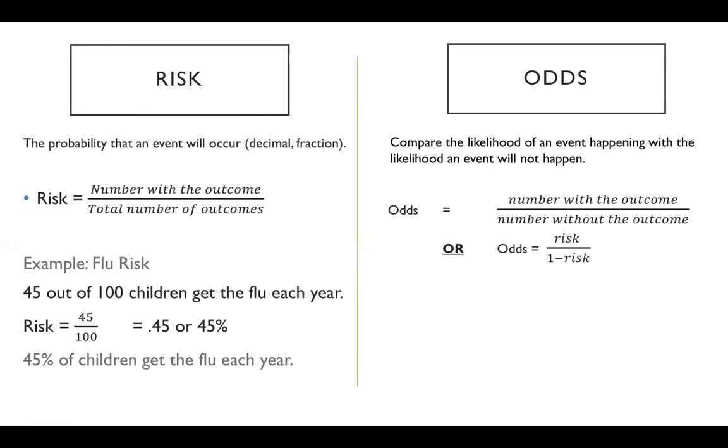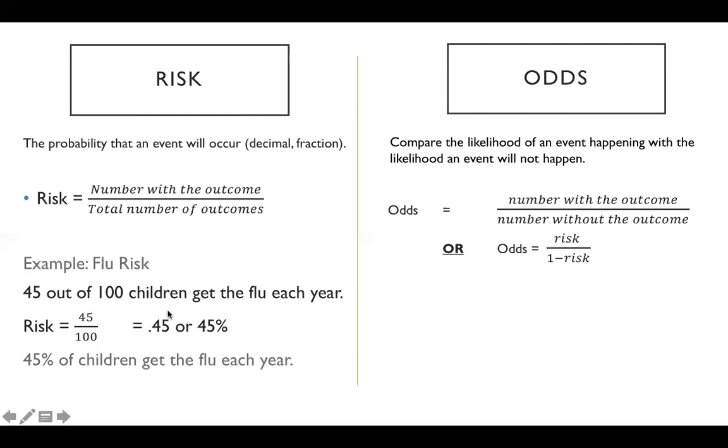So if we talk about flu risk as an example, if we say 45 out of 100 children get the flu each year, we can calculate the risk of a child getting the flu. We can calculate that risk by taking 45 out of 100, and that can be equal to 0.45 or 45%. And then we can just say that 45% of children get the flu each year.